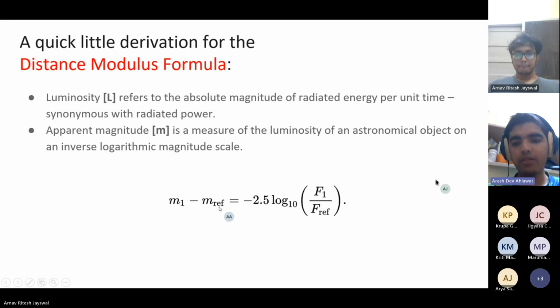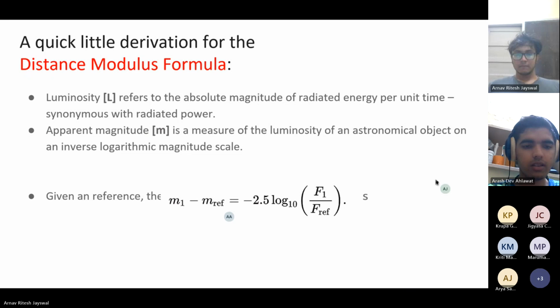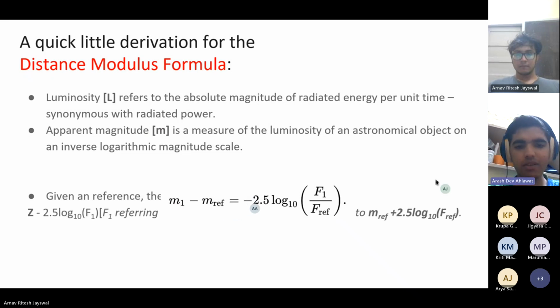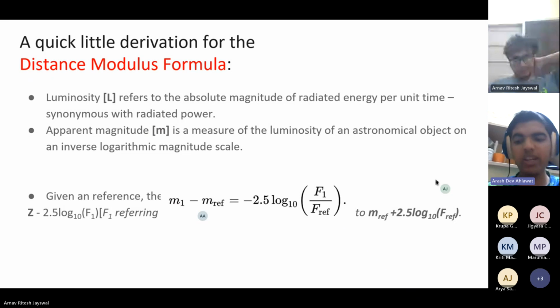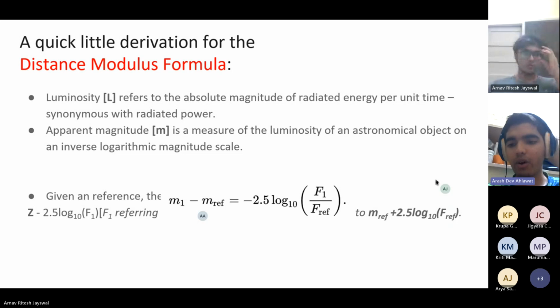Here M ref refers to the... and F ref. Just a minute. Okay, I guess there was some mistake with the image. The image should have been a little up. It's fine. I'll just tell you what it is. The M ref refers to the apparent magnitude of a reference object. Because there will be objects in our galaxy closer to Earth whose apparent magnitude we know. The star Vega has been used quite a lot as a reference, because it was used a while back and that has stayed as it is.